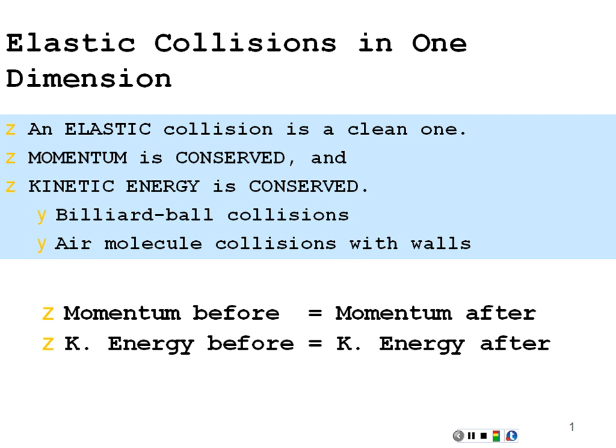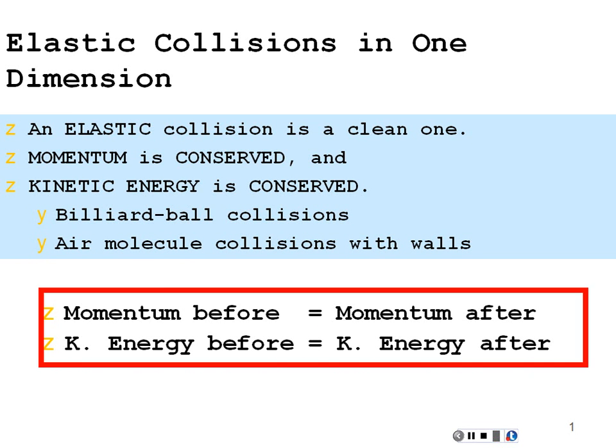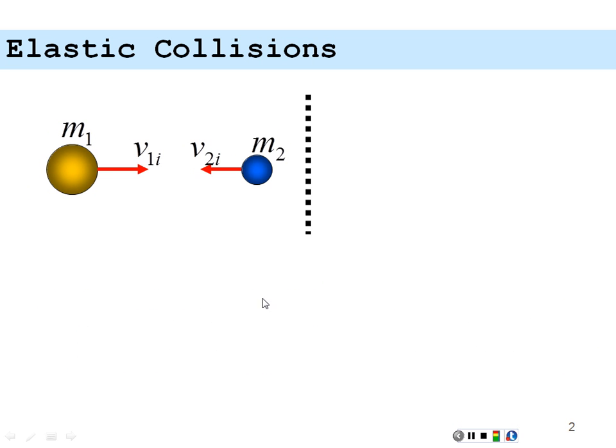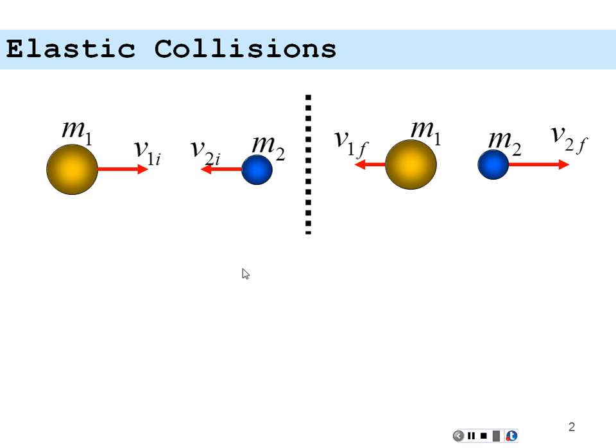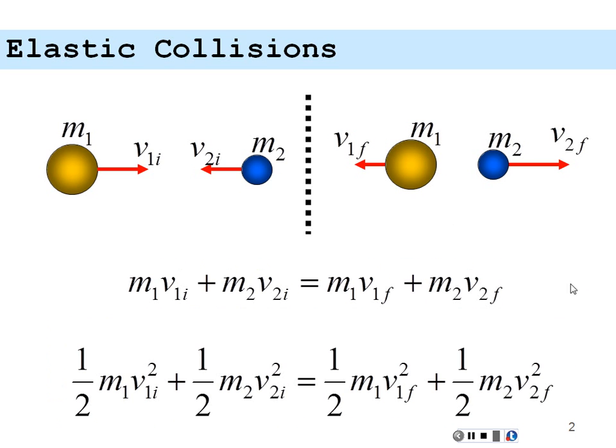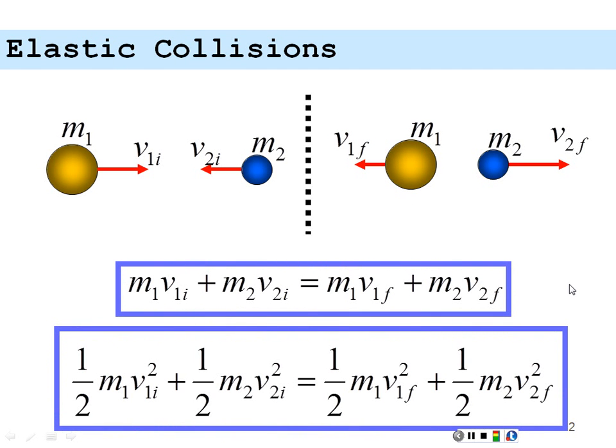So we have momentum is conserved, so the momentum before equals the momentum afterwards, and kinetic energy is conserved. Kinetic energy before equals the kinetic energy afterwards. So it might look something like this. We have mass 1 times velocity 1 initial, mass 2, velocity 2 initial. They collide and go off after that. Momentum is conserved. Initial momentum equals the final momentum, but kinetic energy is also conserved. So 1/2 mass times velocity squared for both particles initially equals 1/2 mass times velocity squared for both particles afterwards.